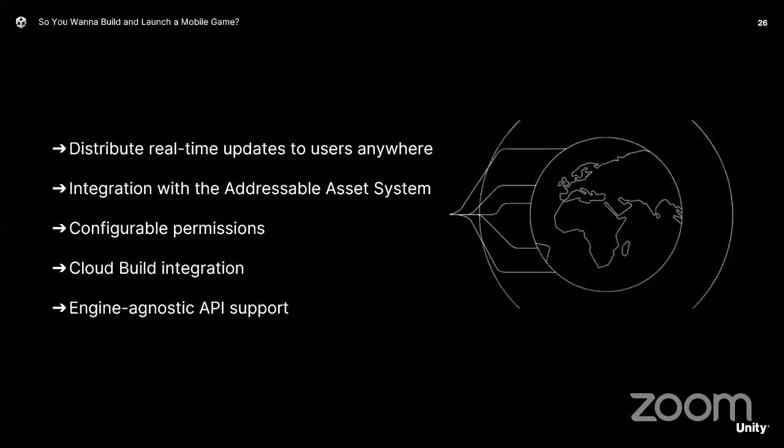And what's great about this is you can distribute your updates real time to your users anywhere without having to wait for another build review from your platform. You can integrate this with your addressable asset system. You can configure permissions amongst your teammates. It has integration with Cloud Build, and one great thing about it is that it's engine agnostic. So even if you don't use Unity, you can leverage the Unity CCD for delivering your content to anyone.